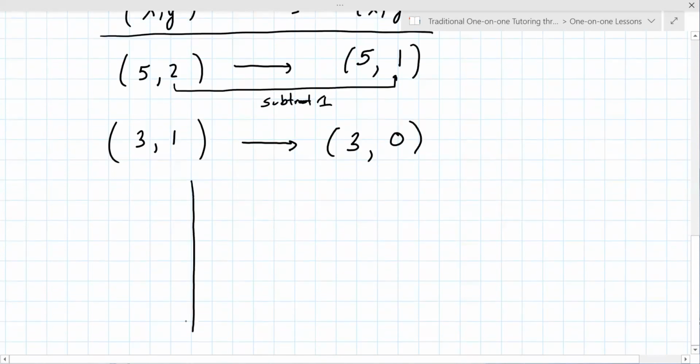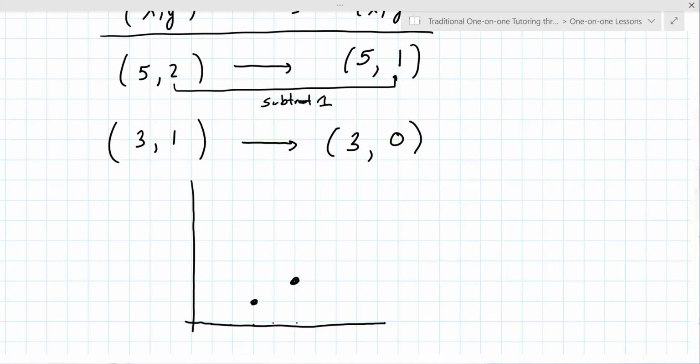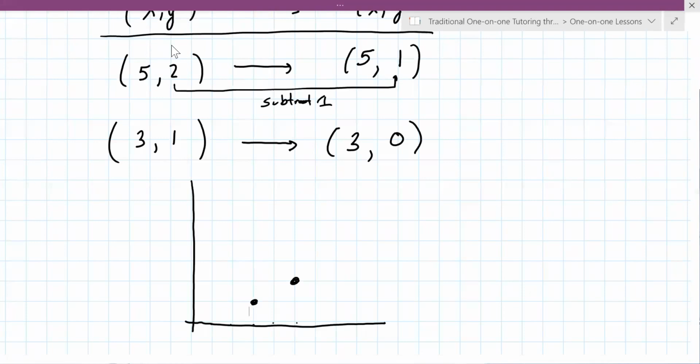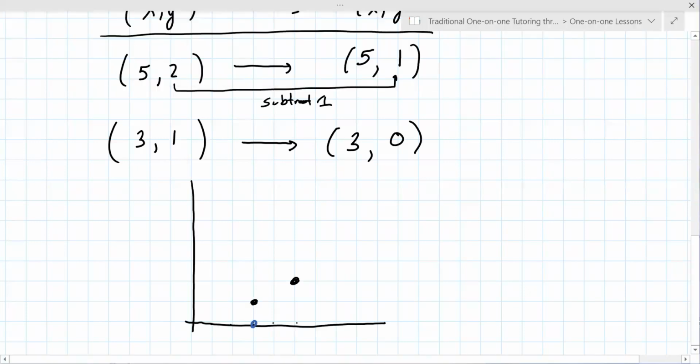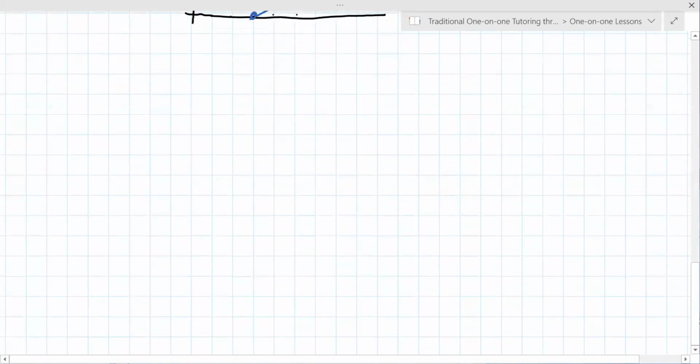Okay, so let's make a quick graph of what we just looked at here, so you can see it visually. So 5, 2: 1, 2, 3, 4, 5. There's 5, 2. And 3, 1. So that's another point right here. So these 2 points were shifted down 1. So let's look at where those are. If we shift this one down 1 and this one down 1, they're down here. And that is exactly what these 2 points represent here.